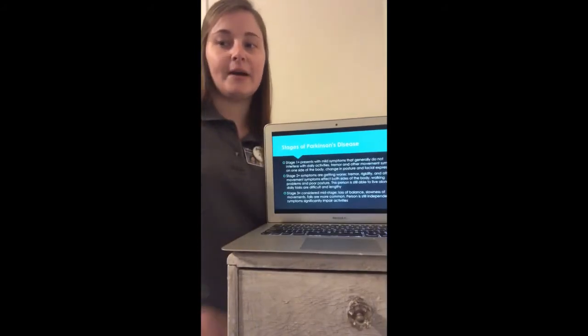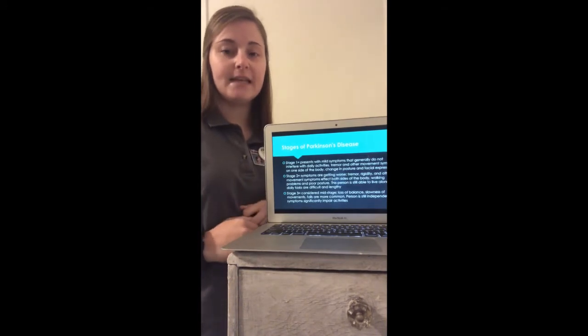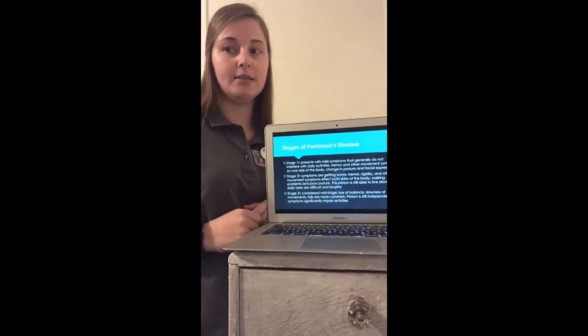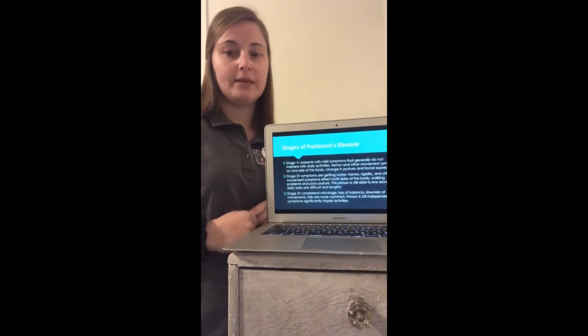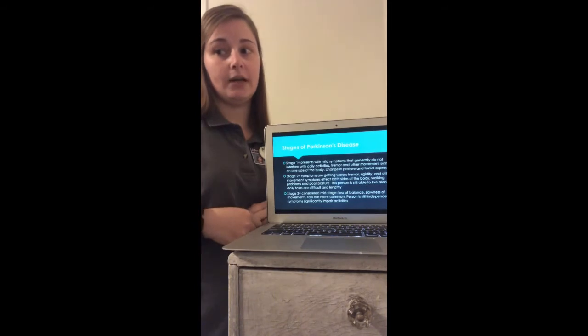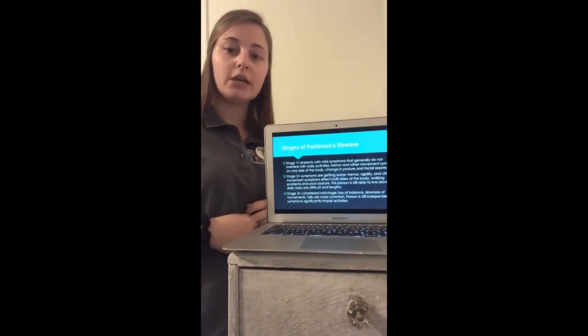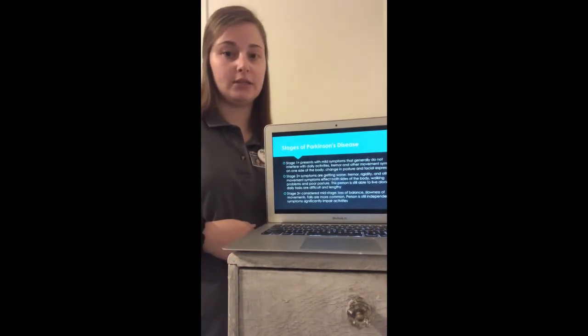So next we're going to talk about the stages of Parkinson's disease. There's 5 different stages. Stage 1, they just have mild symptoms. They usually don't interfere with their daily activity. The tremor and other movement symptoms start to begin just on one side of the patient's body. They'll have a change in posture and a change in their facial expressions.